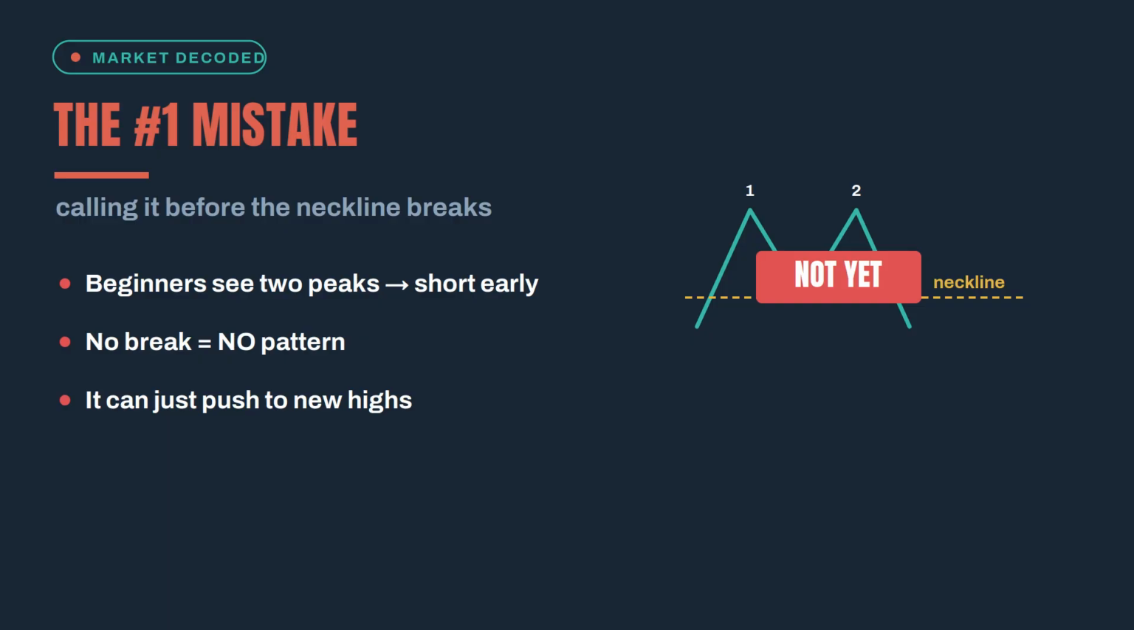Beginners see two peaks, immediately call a double top, and bet on a fall. But without the neckline break, there simply is no pattern yet. The stock can just as easily turn around and push to new highs. Spotting two peaks is not a signal. Waiting for the confirmation is the entire skill. Hold that thought, because we're about to use it.